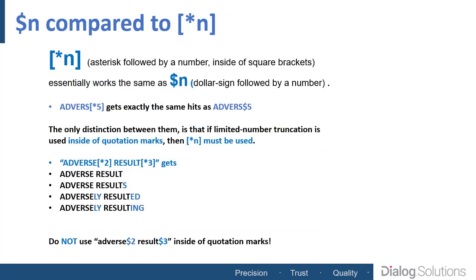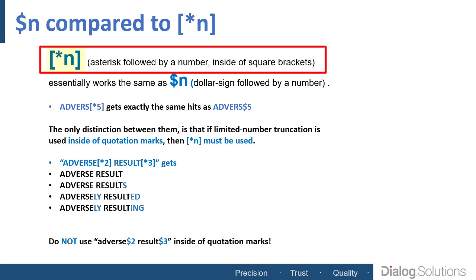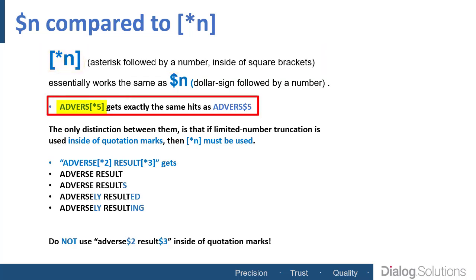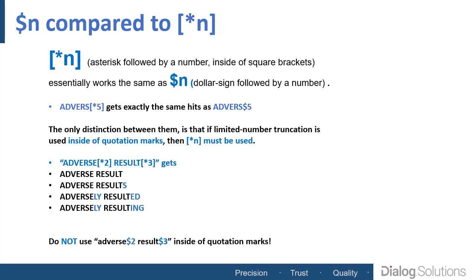The other way to use limited truncation is that instead of typing $number, you could use an asterisk followed by a number and put that inside of square brackets, like this. The two methods work the exact same way. Adverse *5 in brackets will get the exact same hits as adverse $5, but the difference is that if you're using limited character truncation inside quotation marks as part of searching for a phrase, then you would need to use the form of *number inside the square brackets.